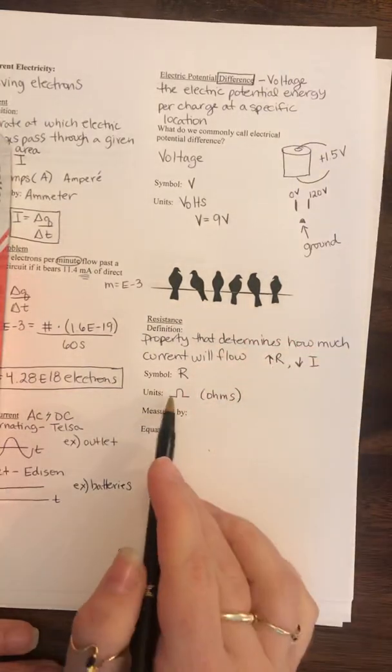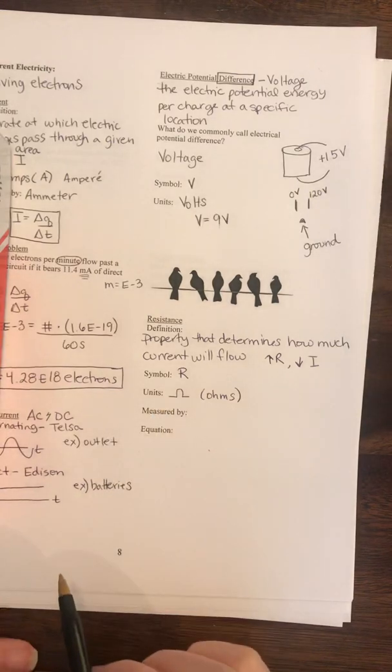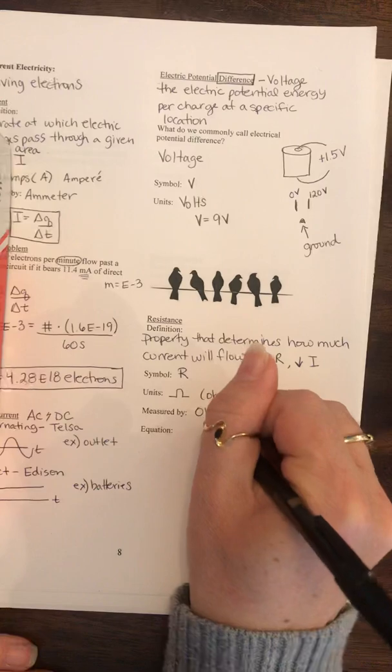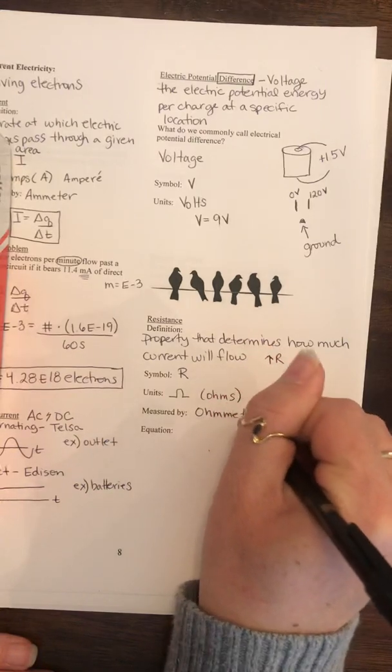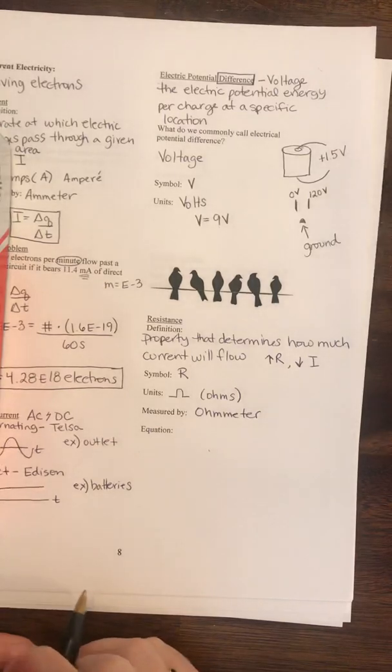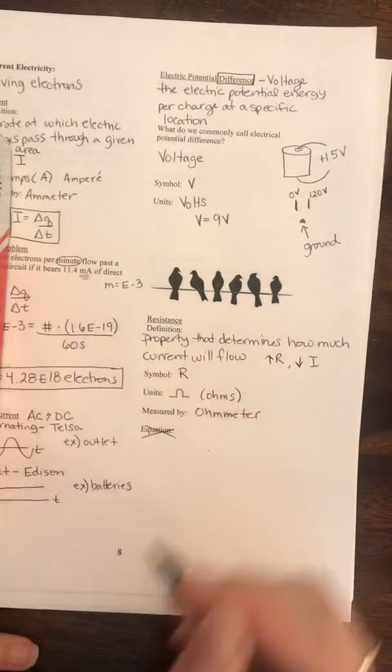Last thing, symbol is capital R, and the units are ohms. And this is the Greek letter omega. It kind of looks like a little horseshoe. Okay, and this is measured by an ohm meter and is named after the physicist George Simon Ohm. Okay, no equation, don't need it.